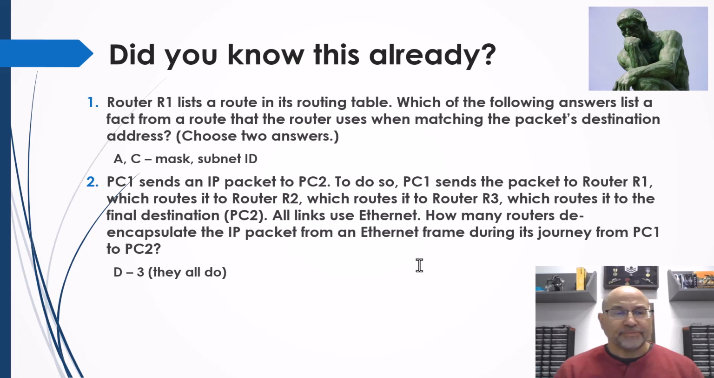And so when I AND the router table entry with the mask and the destination with the mask, they should be the same. PC1 sends an IP packet to PC2. To do so, PC1 sends the packet to router 1, which sends it to router 2, which sends it to router 3, which routes it to the final destination. All links use Ethernet. How many routers de-encapsulate the packet from an Ethernet frame during its journey from PC1 to PC2? And the answer was 3, D. They all do it.